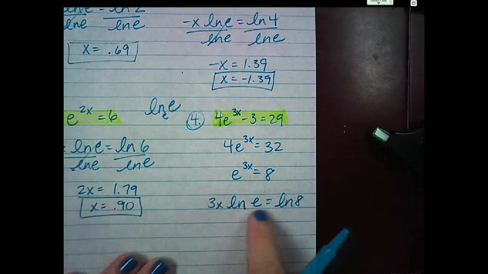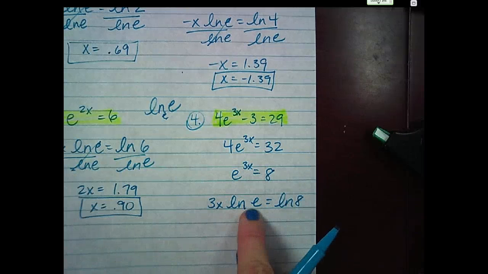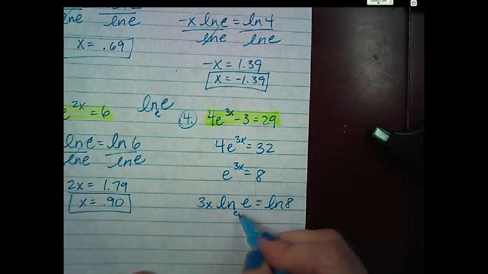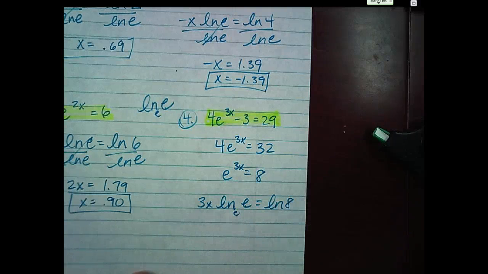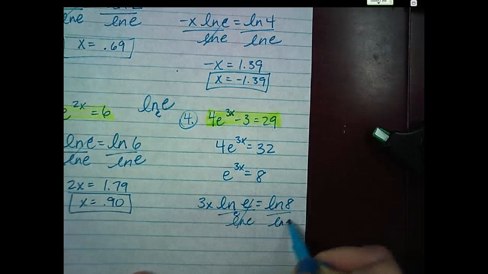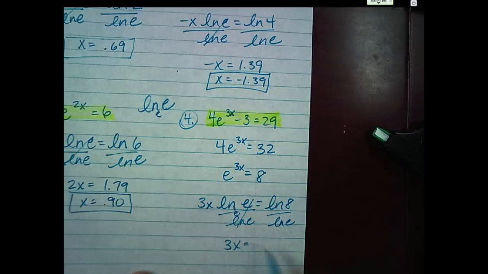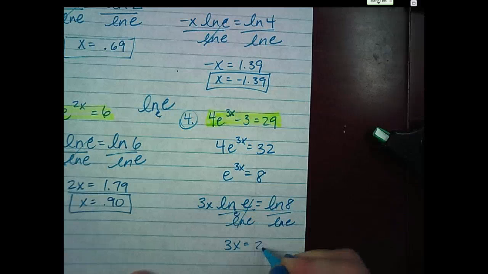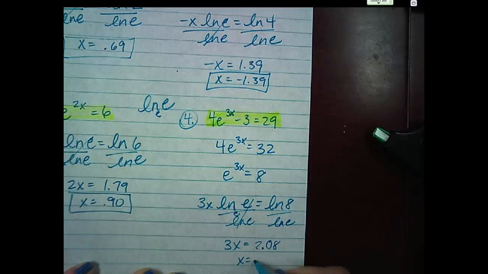And again, what's the value of the natural log of e? I'm asking what exponent gets me from e to e? 1, right? So divide both sides by the natural log of e, and 3x is going to give you, what is the natural log of 8, guys? 2 point what? Okay, divided by 3 gives you 0.69.